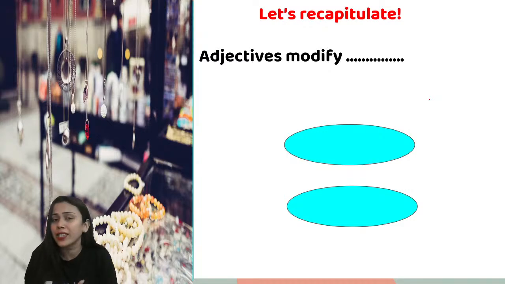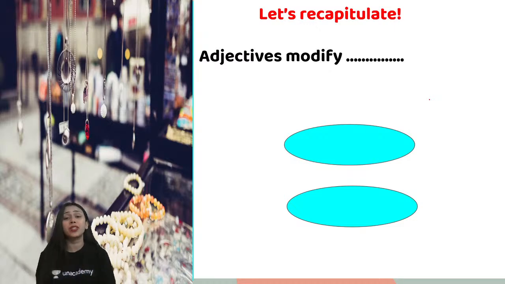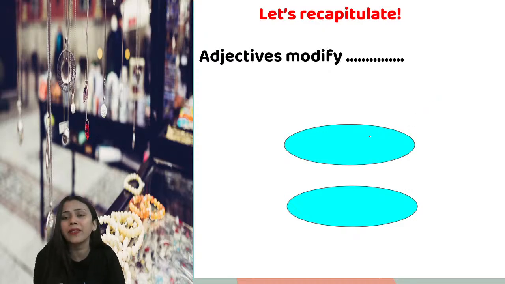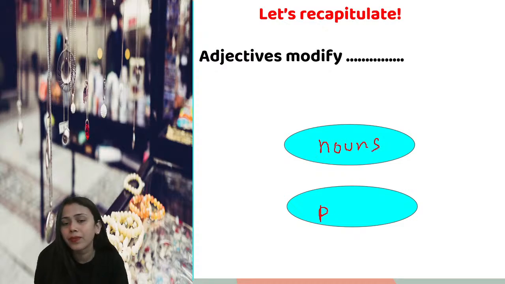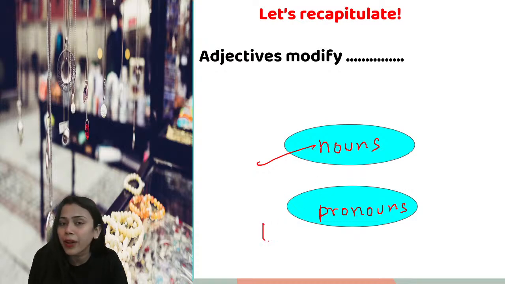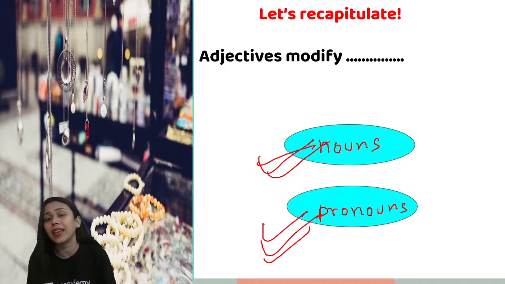Now you have to answer the first question. As you know, adjectives are describing words, the set of words we use to describe something. What are the things that get modified by adjectives? Nouns and pronouns. Very good. So adjectives modify nouns, and adjectives modify pronouns. They describe both of these things.